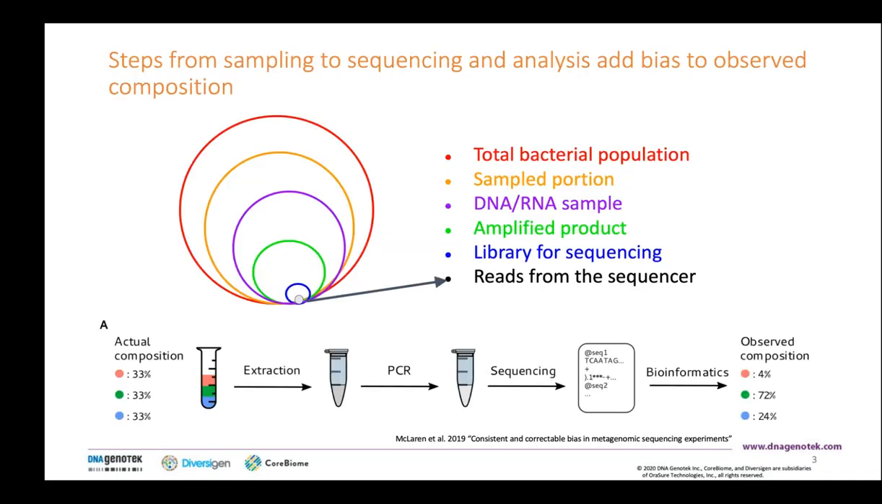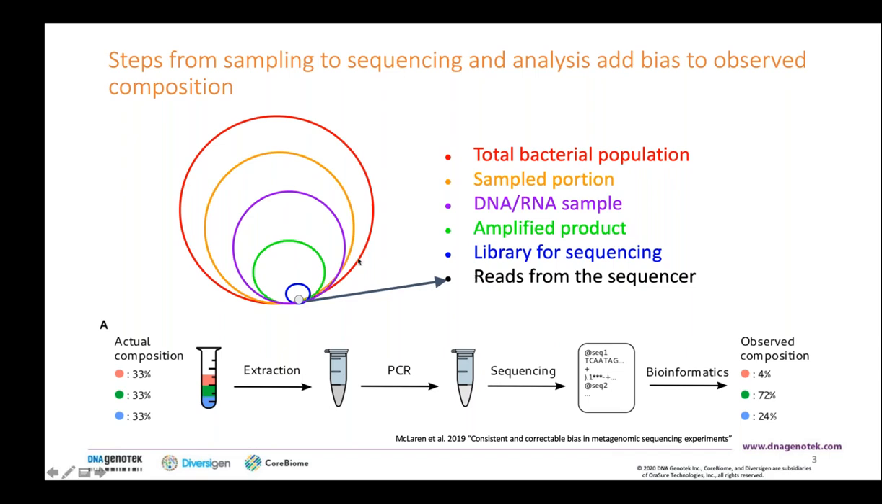So in order to generate microbiome sequence data, there are a number of steps your samples have to go through. You start with a total bacterial population that you are sampling in some way. Then of that sampled portion, you're extracting either DNA or RNA. And then you may be amplifying or producing a sequence library out of that. And at the end of your sample process, you are collecting reads from a sequencer.